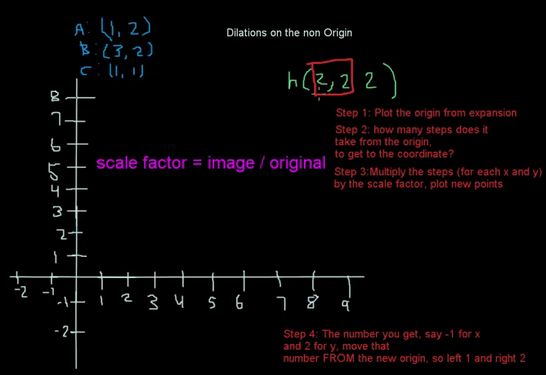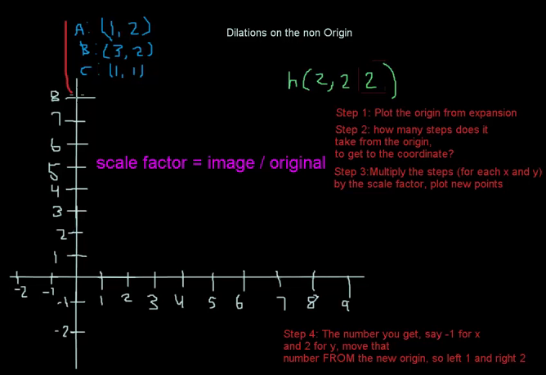This right here is the coordinates from where you are dilating. So the origin of expansion is 2 and 2, X and Y. This right here is the scale factor, the magnification of the object. If it's higher than 1, it's getting bigger. If it's less than 1, it's getting smaller.